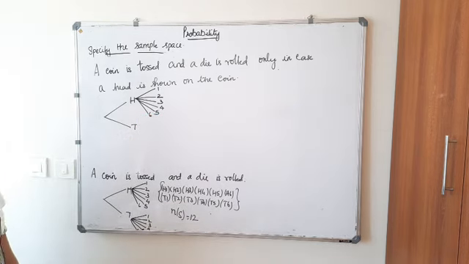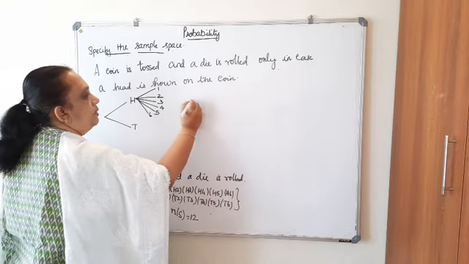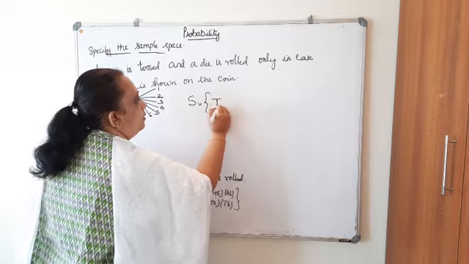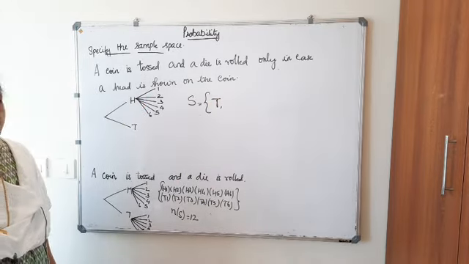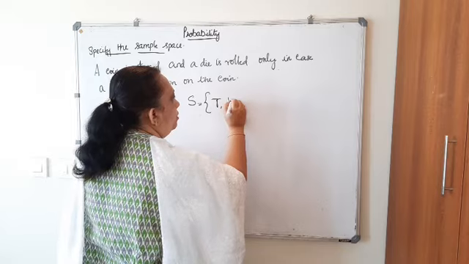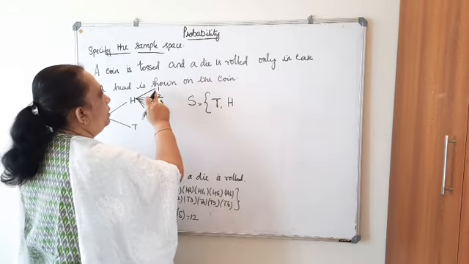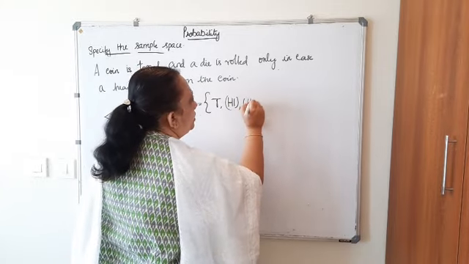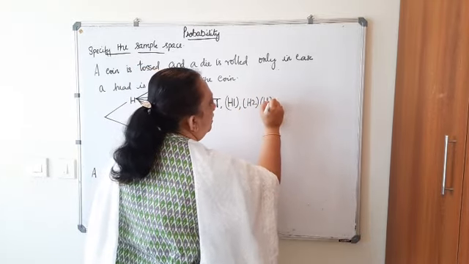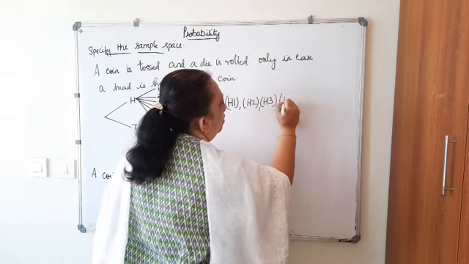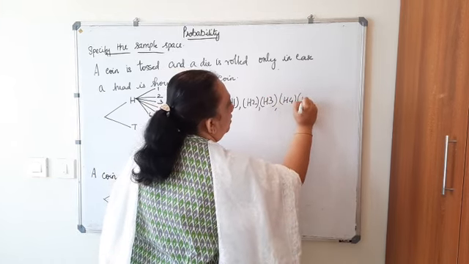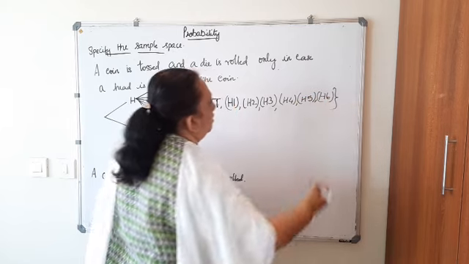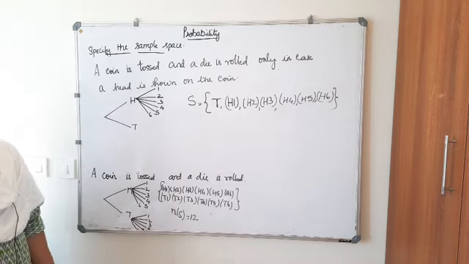The question is, write the sample space. So what about the sample space? If a tail comes up, then you stop the game. If a head comes up, you toss a die. You roll a die and the possibilities are H1, H2, H3, H4, H5 and H6. So this is the sample space.